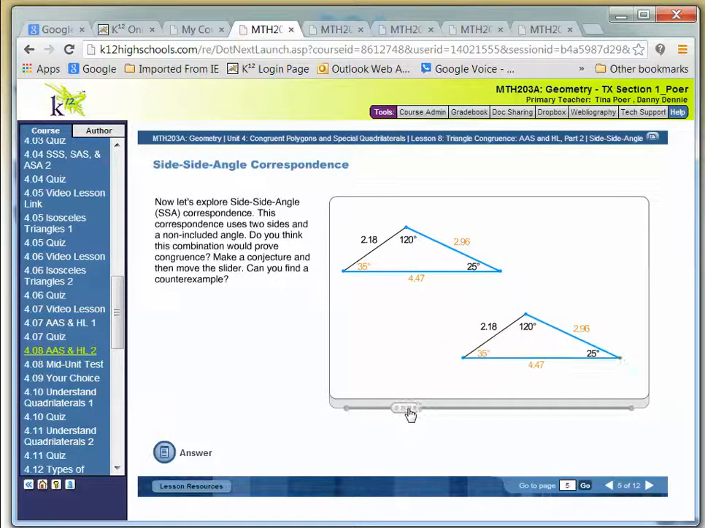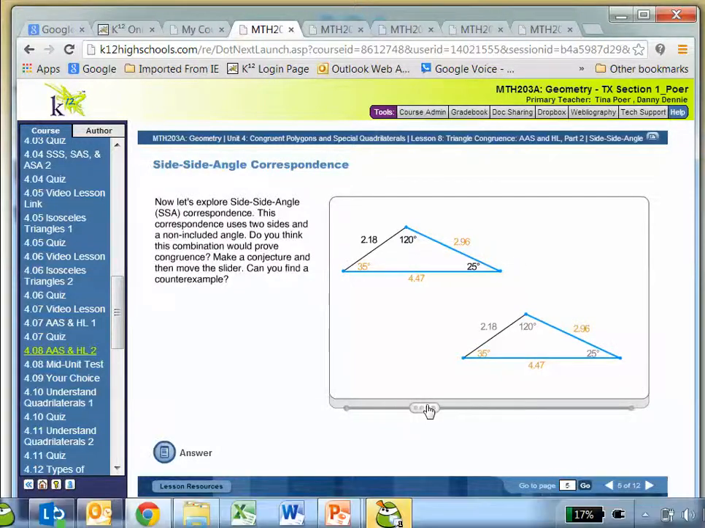Now watch this. Here's another triangle that's congruent. Okay, we like that one. It's real congruent. Watch what happens. I'm going to keep sliding. They're making that side longer. Now look at this.